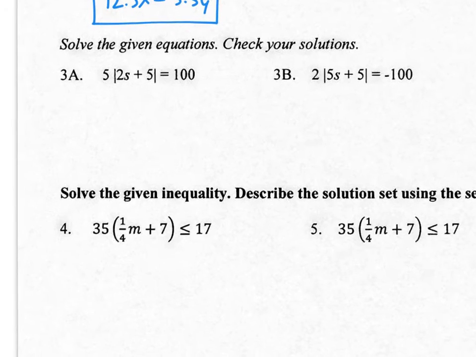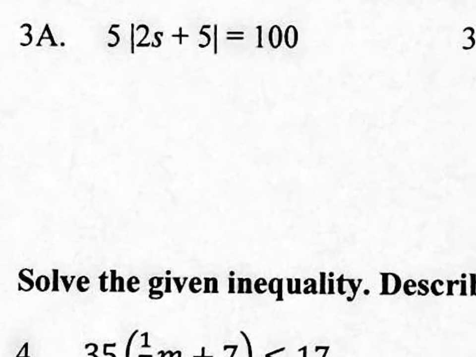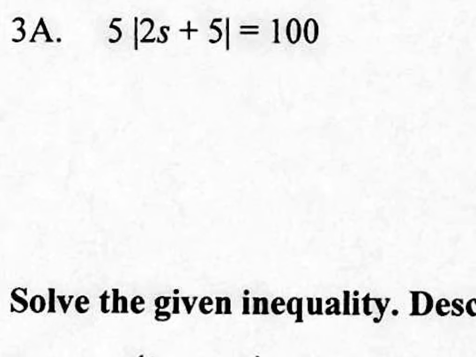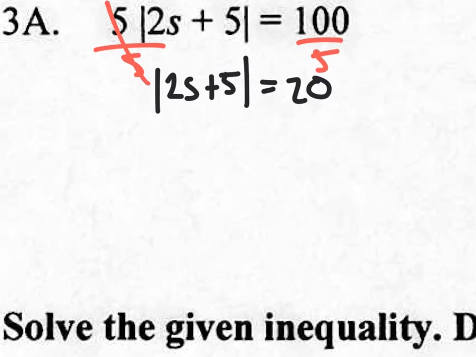And on these guys, you have absolute value equations, so hopefully we remember how to do that. To solve an absolute value equation, you need to first make sure that the absolute value, this guy right here, is isolated on one side of the equal sign. As you can see, there's a 5 right there. You don't want that 5, so what do you do? Divide by 5. So you're going to end up with the absolute value of 2s plus 5 equals 20. And now at this point, once you have it isolated, now you can do a positive situation and a negative situation.